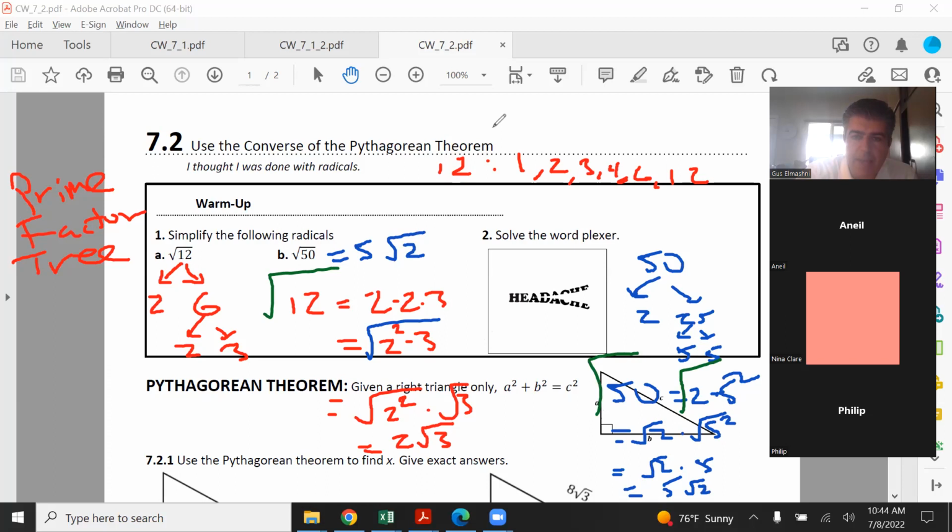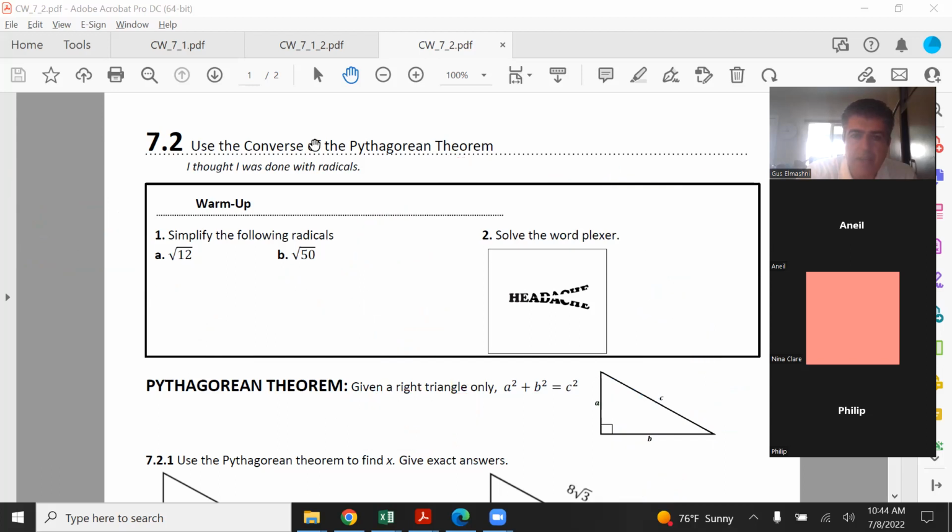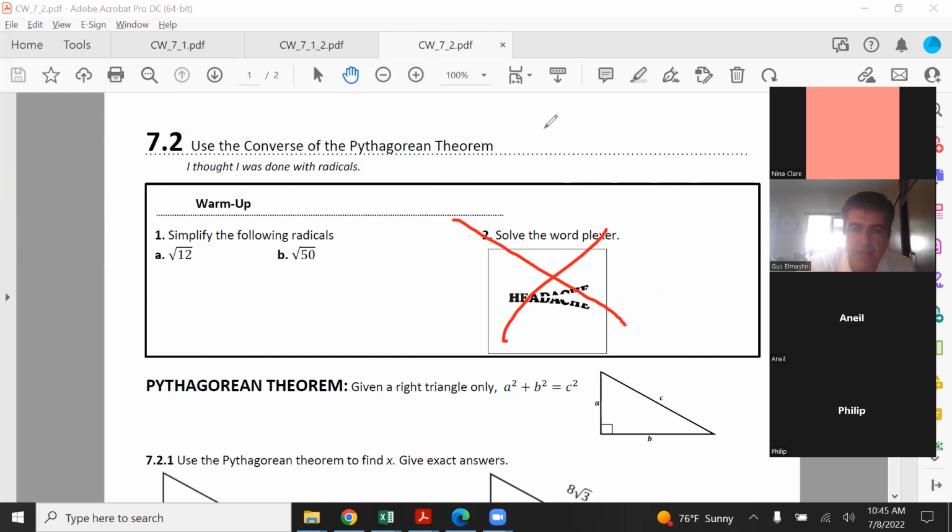And if you were to put the 5 back in, then it becomes 5 squared, and then you get back to root 50. Or if I were to put the 2 back into here, that 3 times 2 squared, and get back to root 12. So that's how we simplify radicals. And then we don't care about the word flexor. I don't really understand that. Let me undo my work.